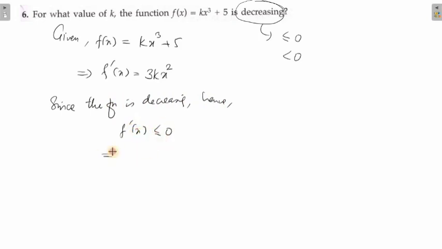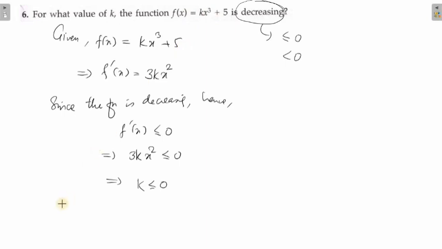Okay, so we have f dash of x is 3k x square, right? So this is less than or equal to 0. Now from here what you can say is the value of k has to be, bring this 3 and x square to the denominator, you are going to get 0. So for any non-positive value, the function is going to be decreasing.